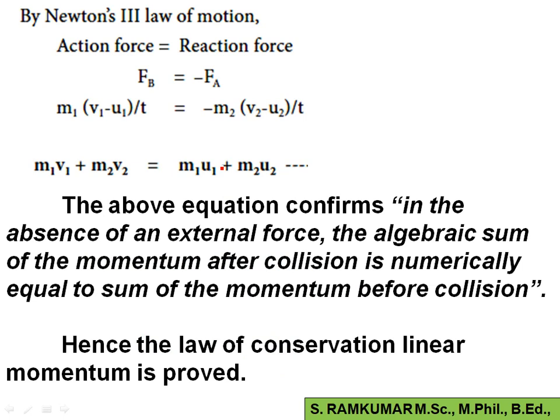By Newton's third law of motion, action force is equal to reaction force, that is F of B equals minus F of A. So F of B, that is m1 into (v1 minus u1) by t, equals minus of m2 into (v2 minus u2) by t. t and t get cancelled, so we multiply it. So you get m1 v1 plus m2 v2 equals m1 u1 plus m2 u2.